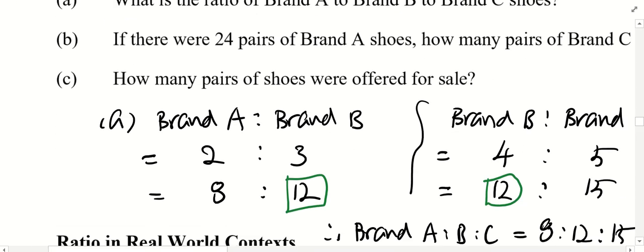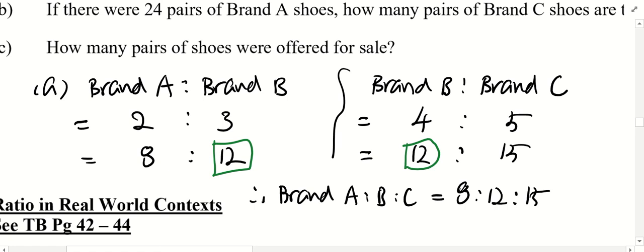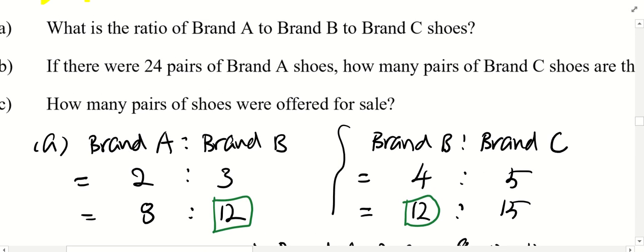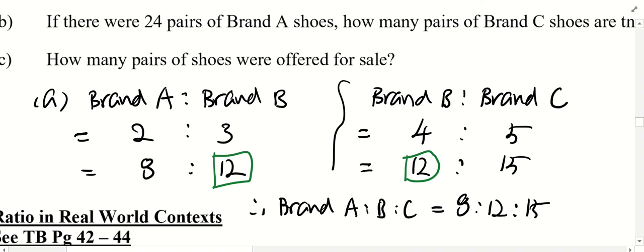Okay, so let's tackle this question. So we write down just as before. A is to B and then B is to C. 2:3, 4:5. The question asks, what is the ratio of A is to B is to C? So again, we have to combine the two ratios separately into one. So we realize that brand B is in common, but the numbers represented on both sides is not the same. One is 3, the other one is 4. So we find a lowest common multiple. In this case, we get 12. Okay, 12 is the common multiple of 3 and 4.